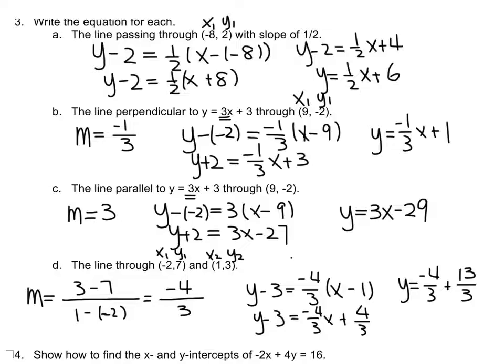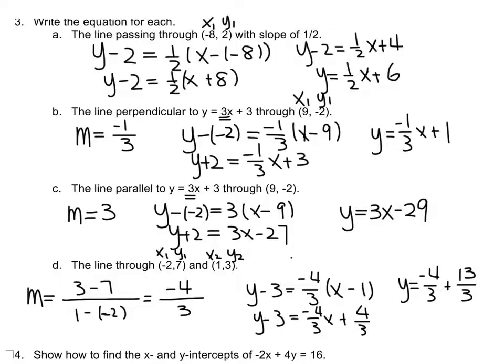Again, we have the slope and point. Plug it into point slope form. Y minus -2 equals 3 times x minus 9. So the final answer should be in slope-intercept form as y equals 3x minus 29.